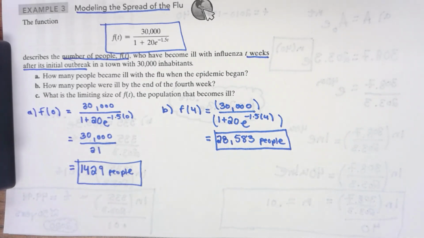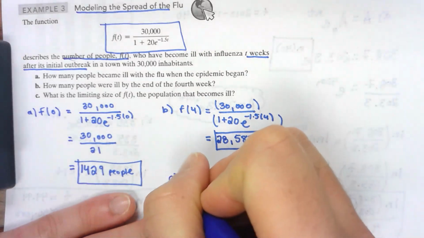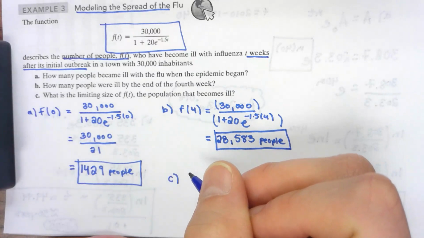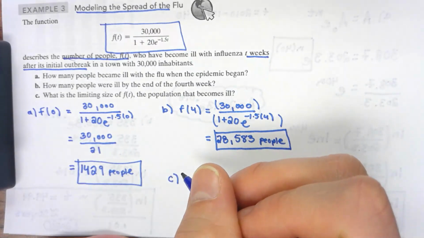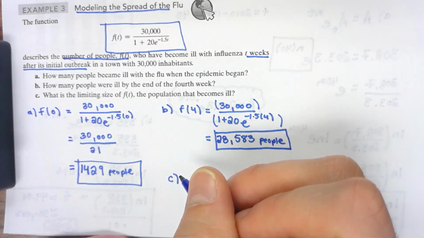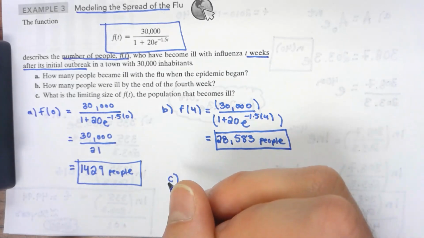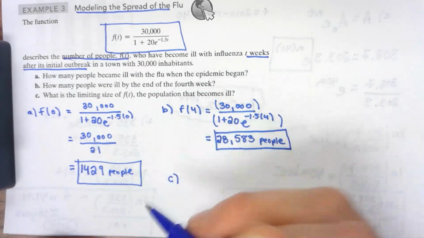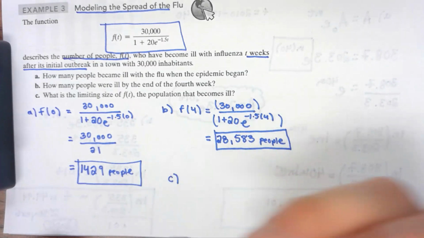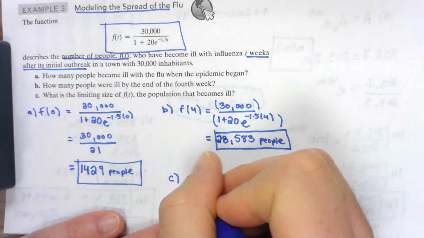All right, and then part C, what is the limiting size of f of t, the population that becomes ill? What would it be? What's the most amount of people that can get sick in this town? Just the entire population, so 30,000.